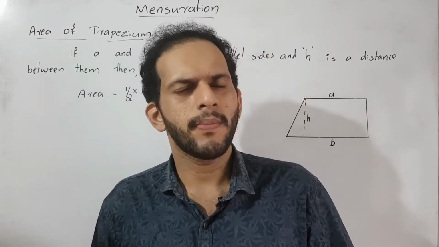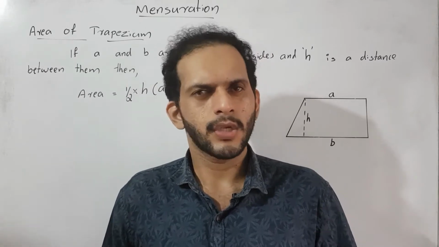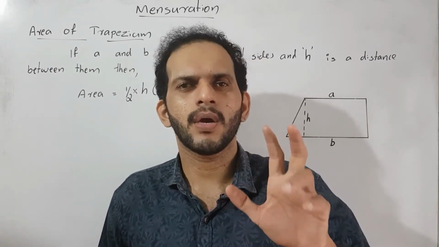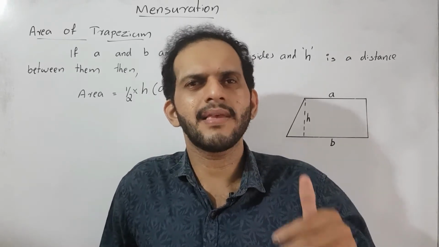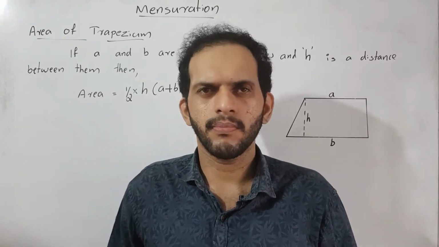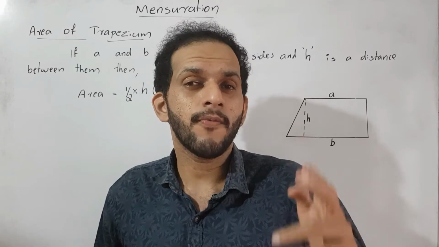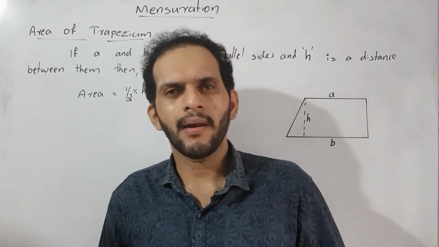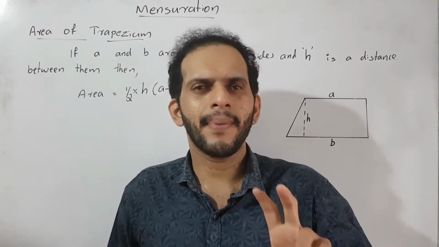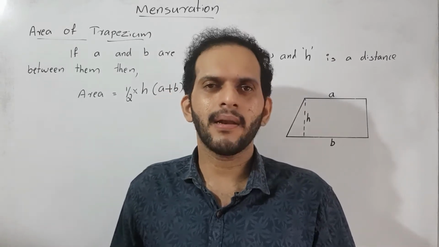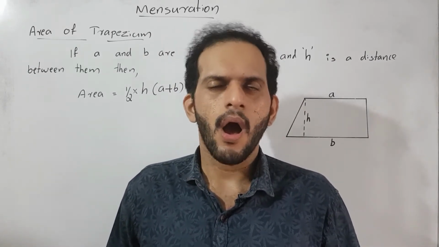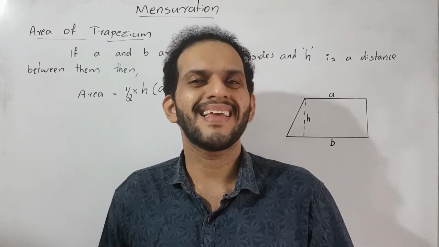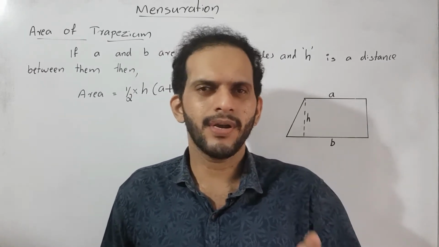Then we know what we mean by trapezium. Yes, it's very clear, a trapezium is a quadrilateral. When a pair of opposite sides of a quadrilateral are parallel, then we call it a trapezium. So how do we find the area of a trapezium, that we are discussing now.